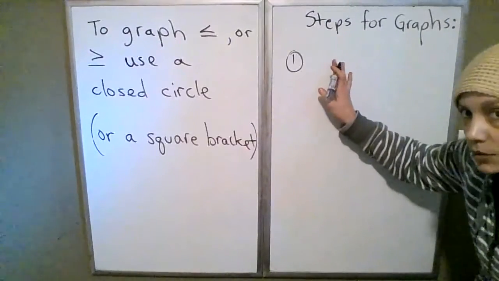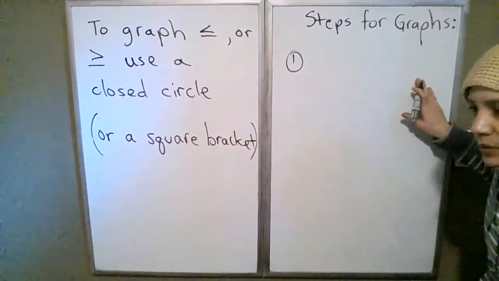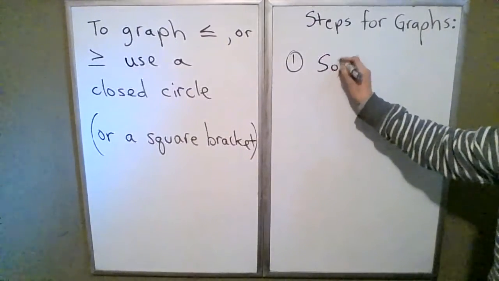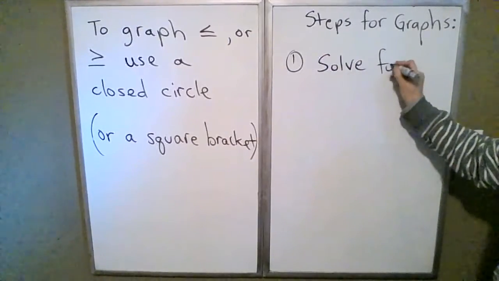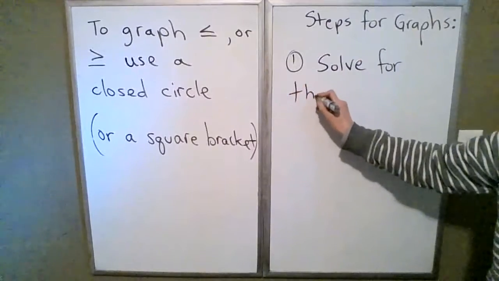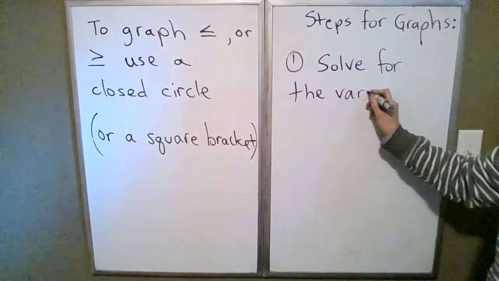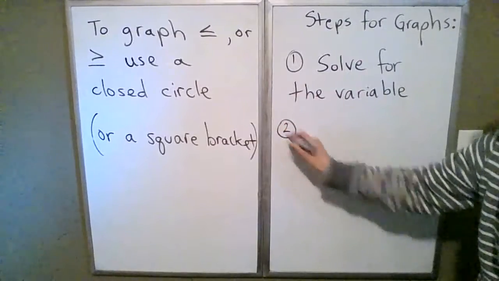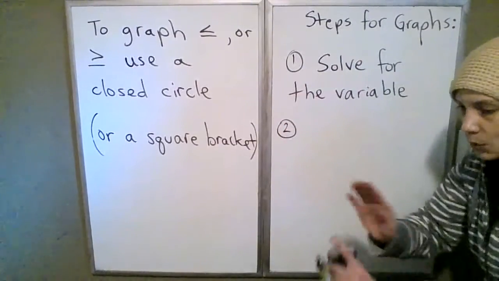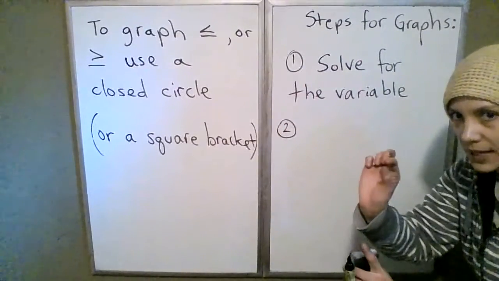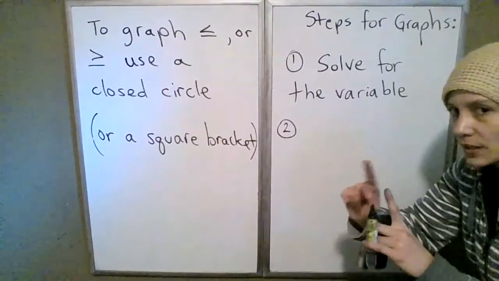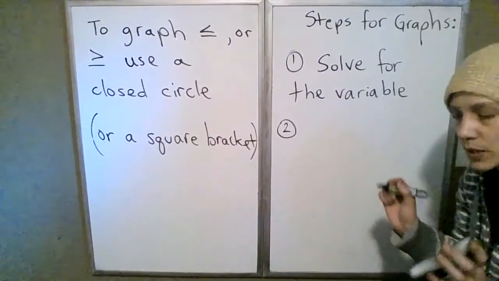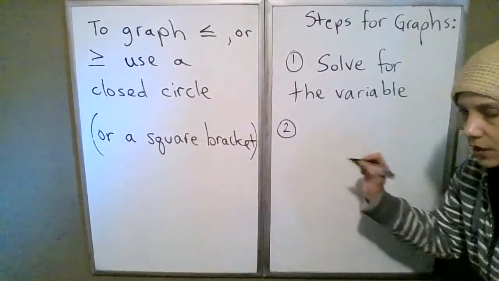But in case you need to, you would start by solving for the variable. So isolate your variable. Okay, once you've gotten your variable by itself, what other numbers are included are called critical numbers. And you want to place the critical numbers on a number line.